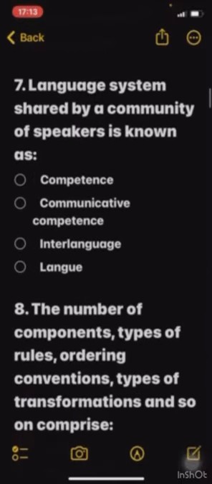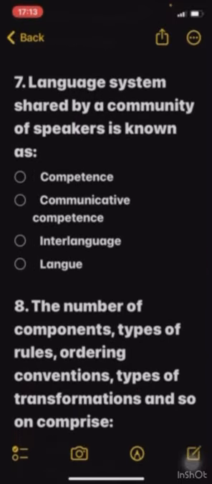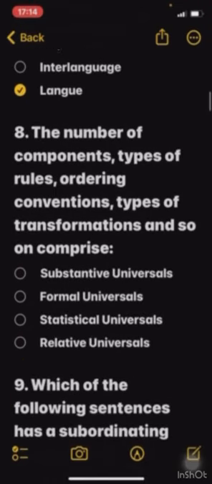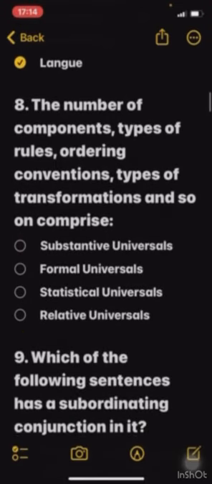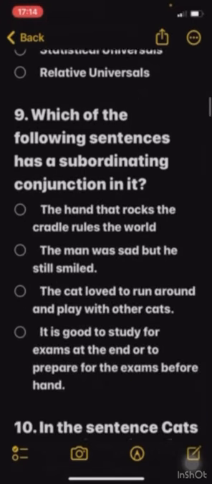Language system shared by a community of speakers is known as: competence, communicative competence, interlanguage. The number of components, types of rules, ordering conventions, types of transformations, and so on comprise: substantive universals, formal universals, statistical universals, relative universals.